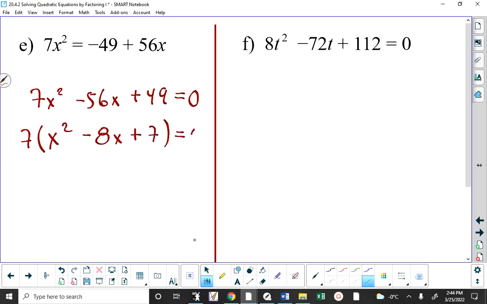Now, could we divide both sides by 7 here? And since we have 0, when you divide 0 by 7, you would get 0. Could we do that? Could I go, well, let's just go x squared minus 8x plus 7 equals 0. Could we do that? Yes, we're allowed to. There's nothing wrong with it. I will tell you right now why I don't want you doing it.